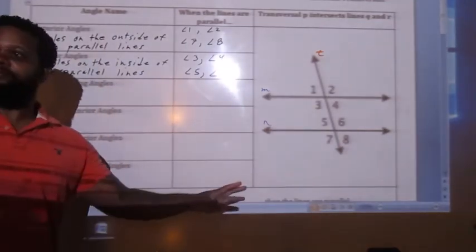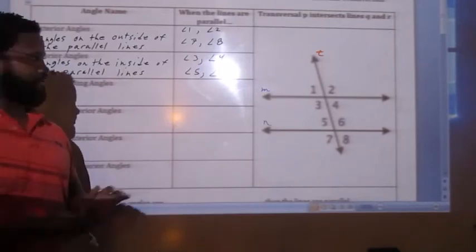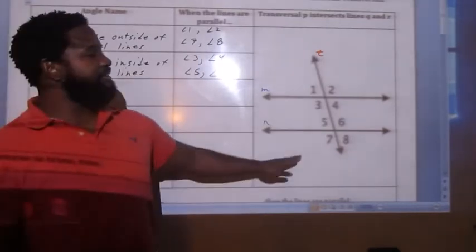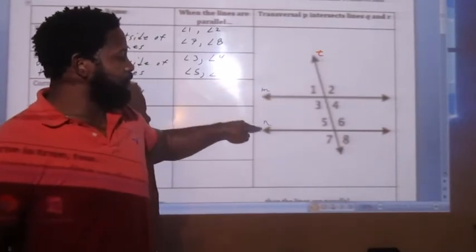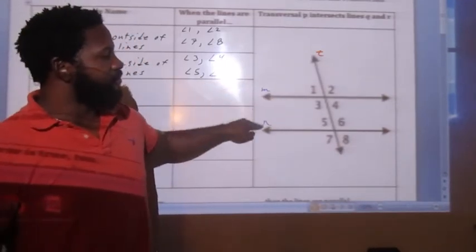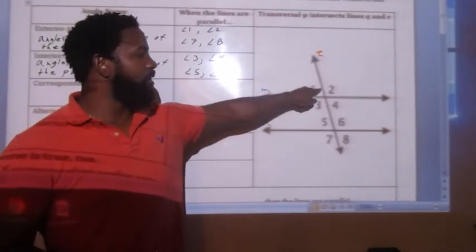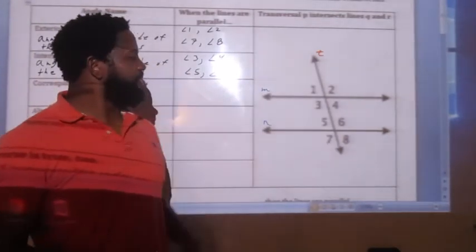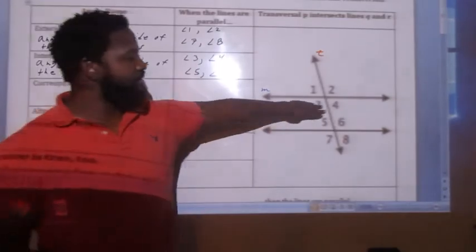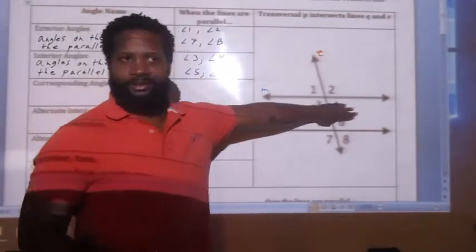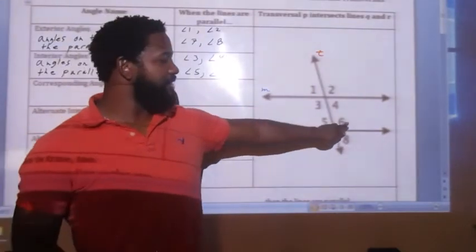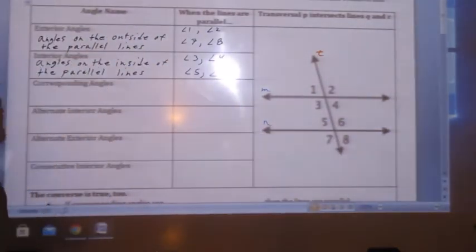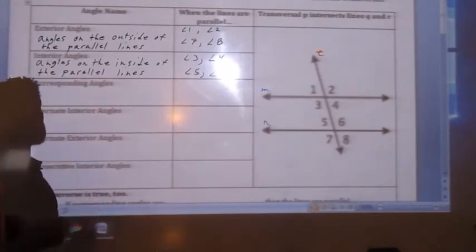So, just to recap, exterior angles, the ones that are on the outside of these two parallel lines right here, 1, 2, 7, and 8. Interior, ones that are on the inside or in between the two parallel lines, 3, 4, 5, and 6. Okay? Now we're going to be getting into the congruencies, okay?